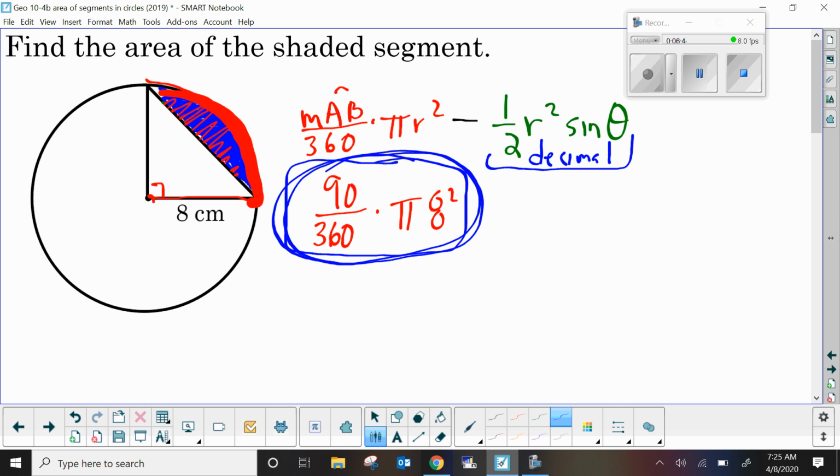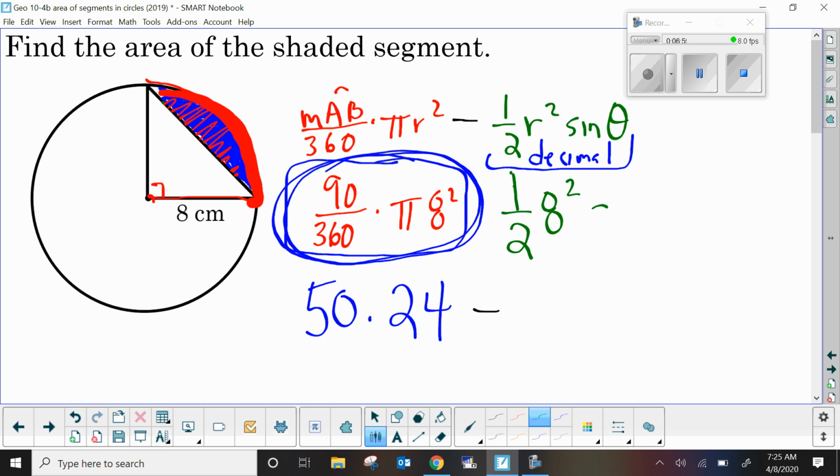50.24. So this part right here is 50.24 minus, now I'll do this one, 1/2 times 8 squared times sine, and because this central angle was 90 degrees, sine of 90.